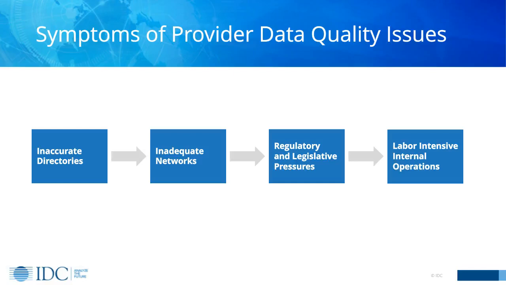The third is that there's state and federal regulatory pressure that is coming and has come over the last three or four years as consumer groups have been very unsatisfied and very loud about how this information has affected their access to care. And lastly, we'll talk about, inside an organization, inside out, how the back office has spent a significant amount of labor around this situation called provider data quality.